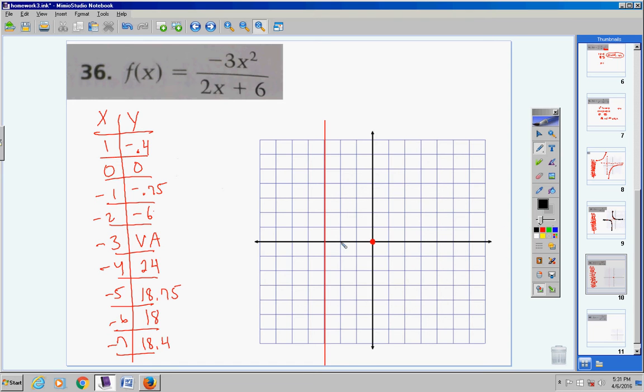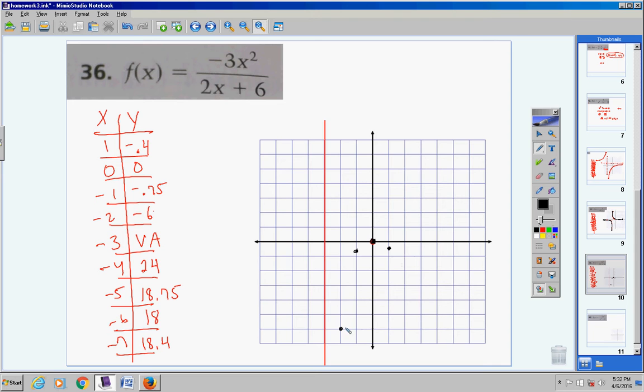1 is -0.4. Then we have 0, 0 right here, and then -1 is -0.75, and then -2 is -6. So way down to about here. So let's look. I'm going to go a little further to the right to see what's going on here. Could it be a parabola?